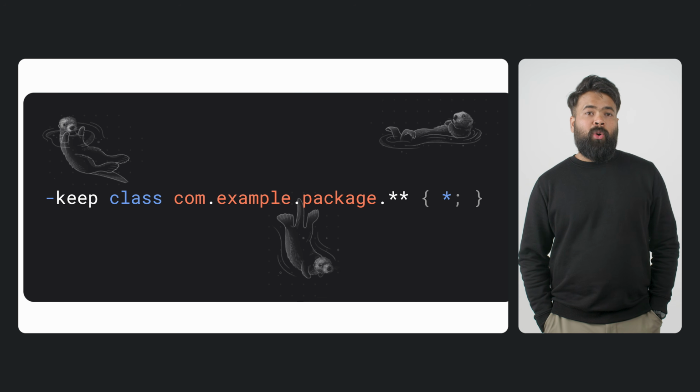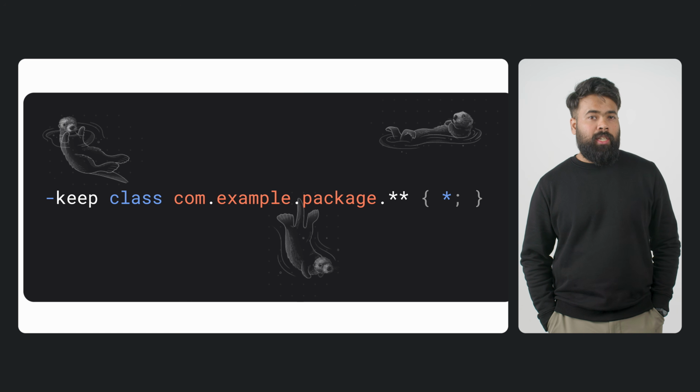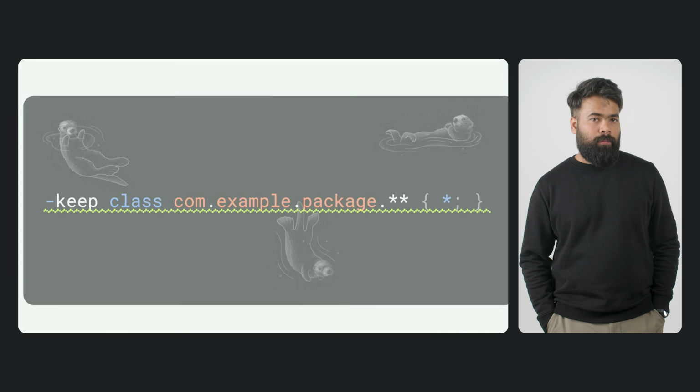With the Android Studio Otter feature drop, we have added inspections, which will tell you when a keep rule is preventing R8 optimizations for a significant number of classes, just like this one. This is a sign that we need to define a more specific rule.